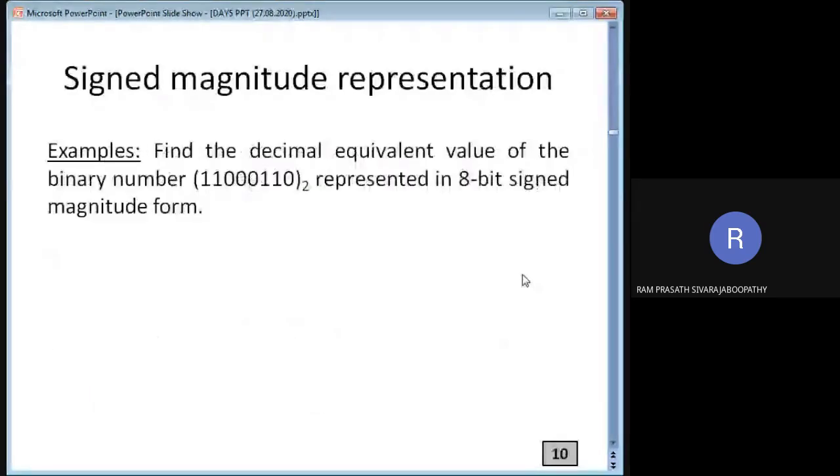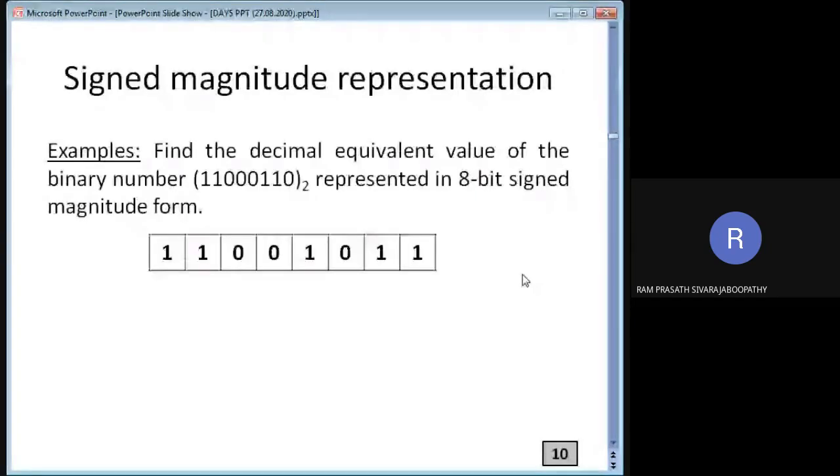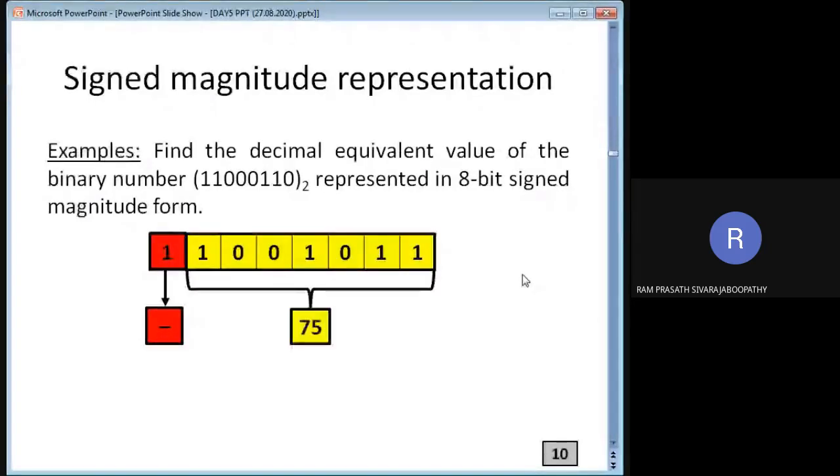Fine. Okay, now find the decimal equivalent value of the given number 11000 represented in signed magnitude form. What about the MSB? MSB is 1. That means positive number or negative number? Negative. Very good. So it's a negative number. What about the magnitude? The magnitude is 75. So the answer is minus 75. So minus 75 is represented here.